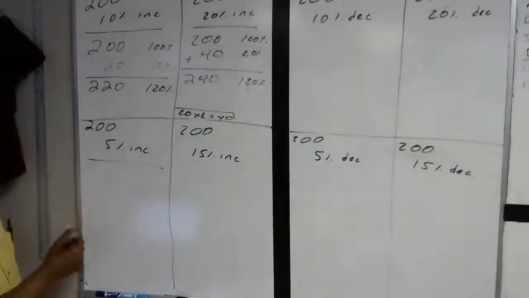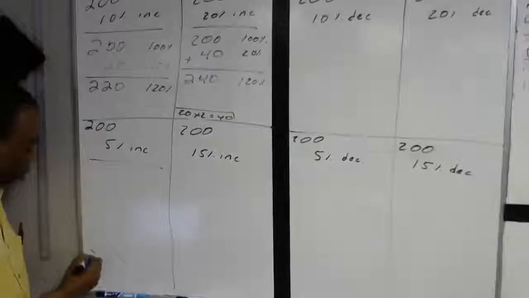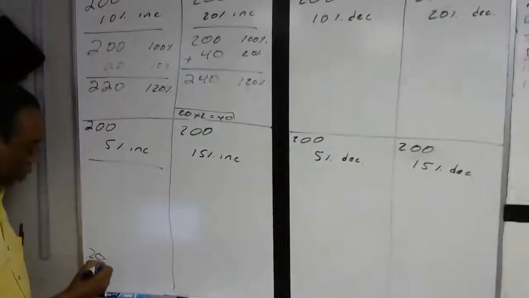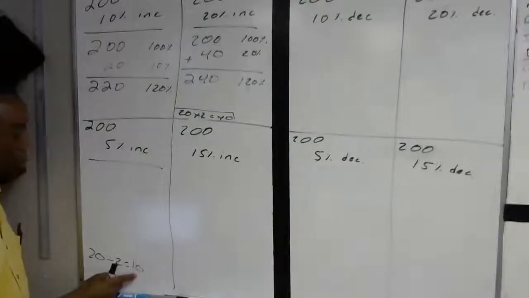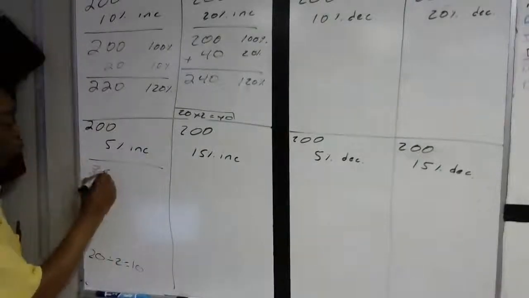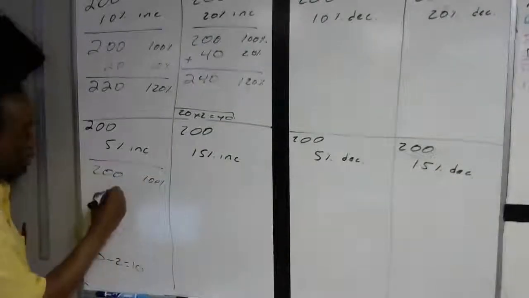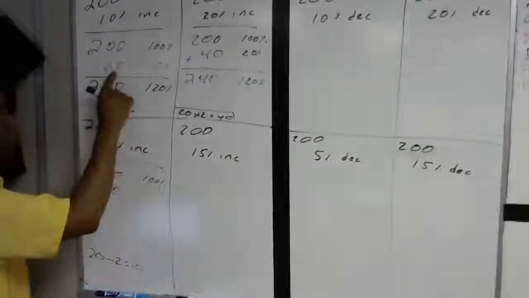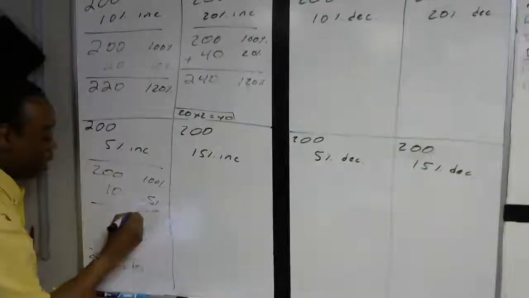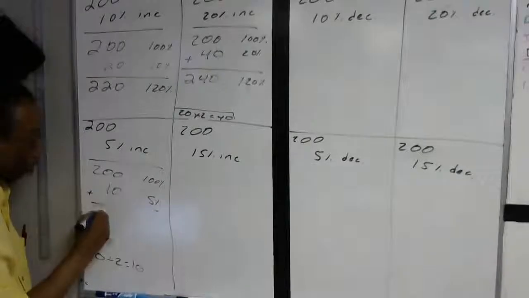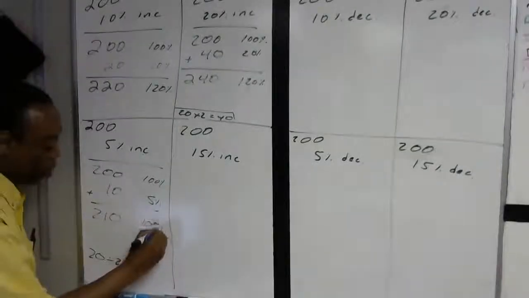All right, now the 10% is 20. So what I'm going to do is take 20, divide that by 2, and I'll get 10. So this represents 5%. So 200 represents 100%. 10, which is half of the 10%, represents the 5%. And when I increase it, we get 110, which represents 105%.